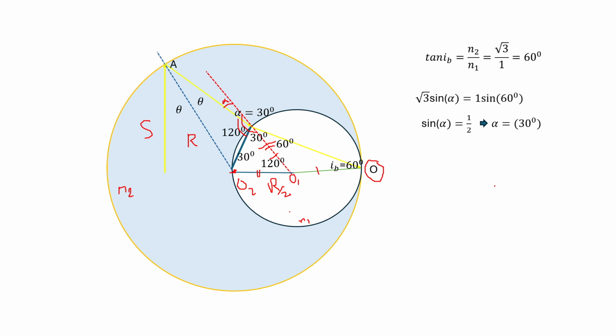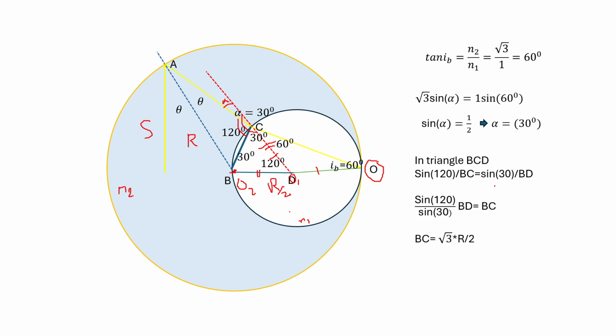Now naming, suppose the end point as A, the second as B and as C, and the center of the circle as D. So in triangle BCD, we know all the angles: 120, 30 and 30. So sine 120 upon BC, this length BC, equals sine 30 upon BD. So after calculation we will get BC equals root 3 into BD, where BD is the radius of the circle, that is R by 2. So BC is known now.